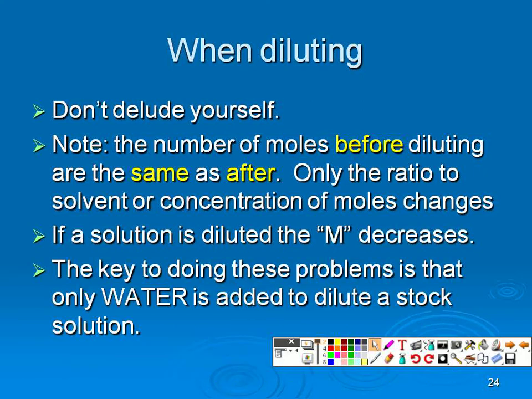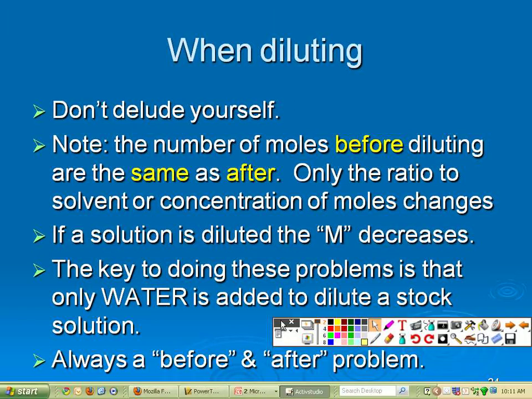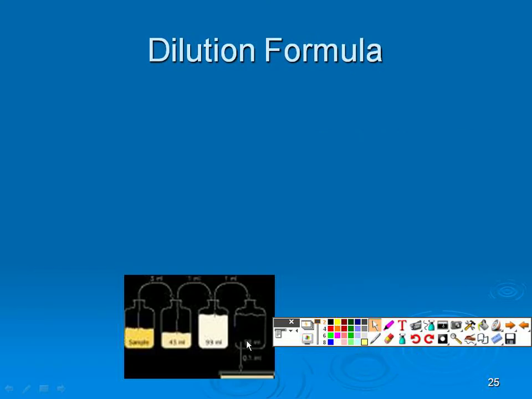The key to doing these problems is that only water is added to dilute a stock solution. It's like diluting grape Kool-Aid because you thought it was too grapey. You wanted it half as grapey. These are before and after problems. I think you're going to recognize the equation, although the variables are a little different.